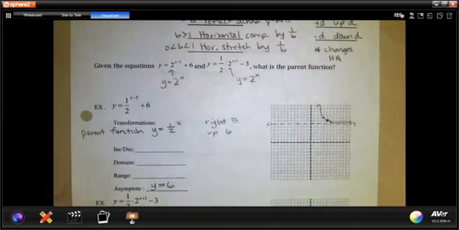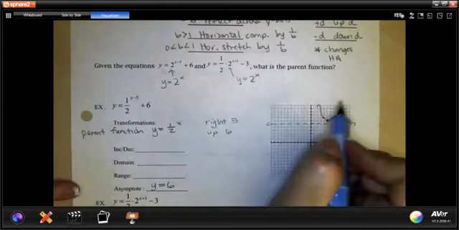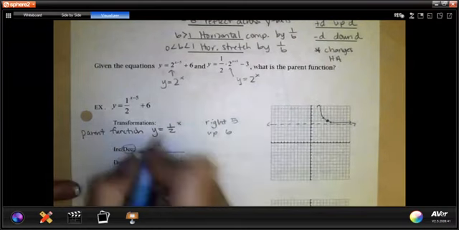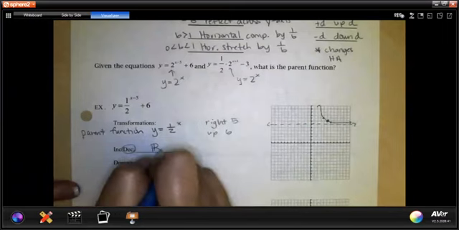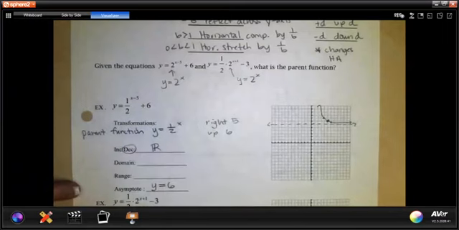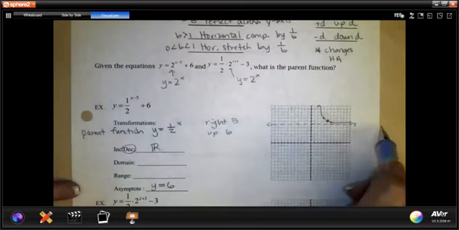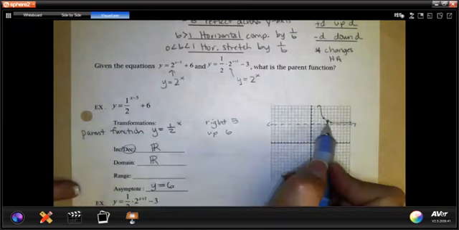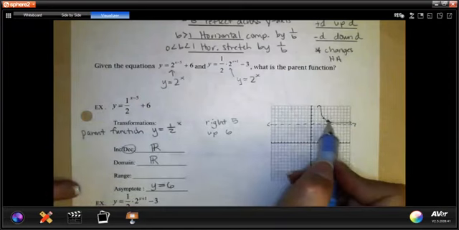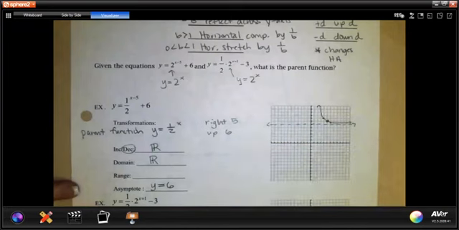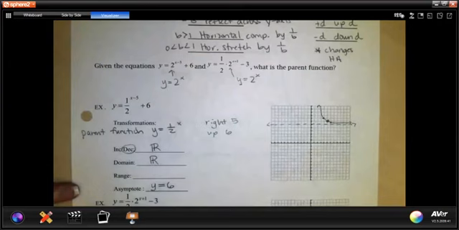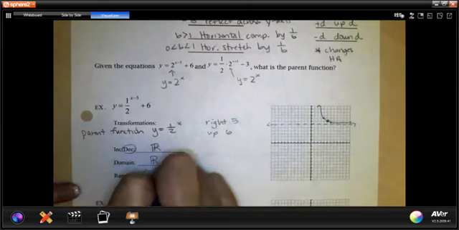Remember, decay was a decreasing graph. Growth was an increasing graph. So this graph is decreasing as it moves to the right. So this would be decreasing on all of our numbers, so all real numbers. It starts at the left and goes decreasing forever, which is also our domain. This graph goes all the way to the left as it goes this way, all the way to the right as it moves this way. For our range, all of our values are above that 6. And so this would be from 6 to infinity.